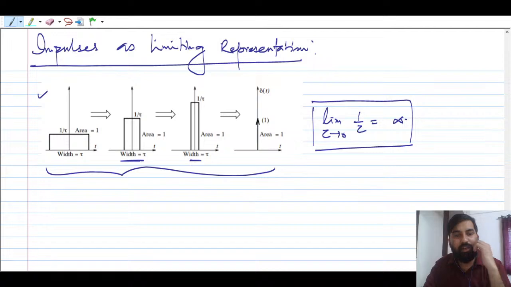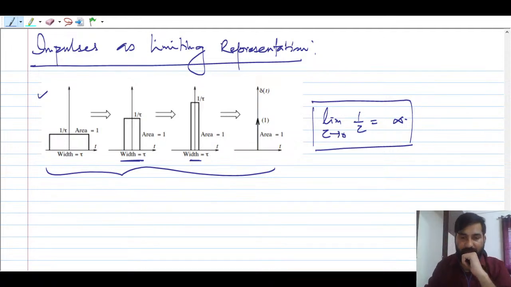You can also take other signals, like a triangular pulse, and again make the width smaller and smaller, so the height is going to be infinite. So this is a very important concept.